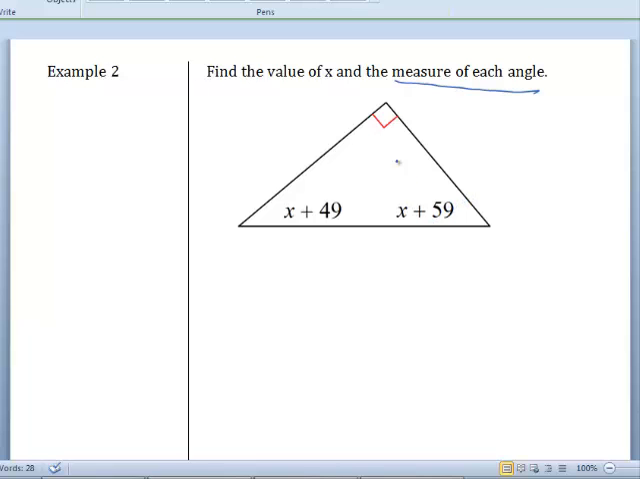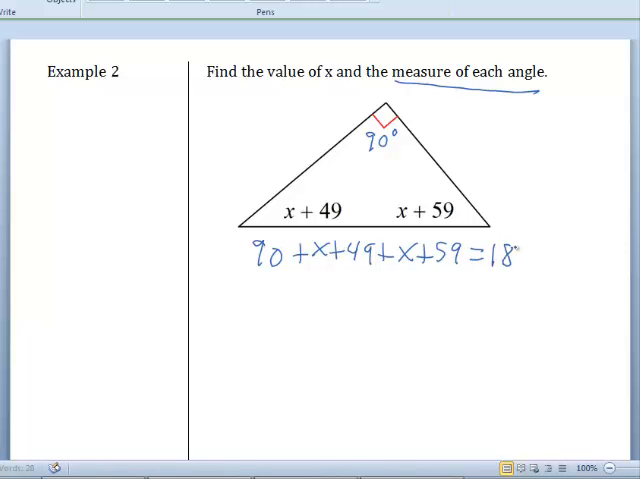We got this diagram, this little marking up here. You should know that by now. That means this angle is 90 degrees. So I already got one down, 2 more to go. All three angles, 90 plus X plus 49 plus X plus 59 is equal to 180.